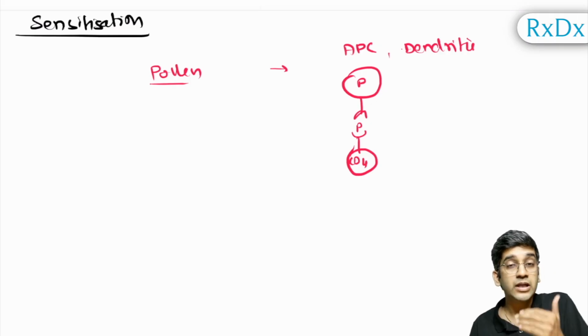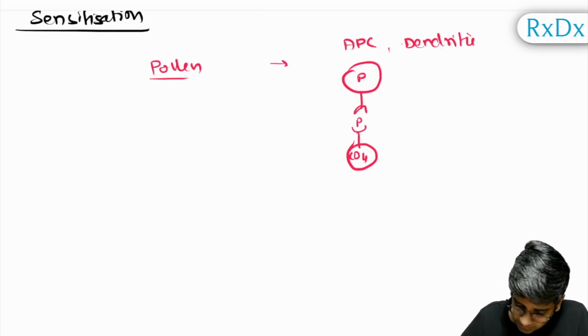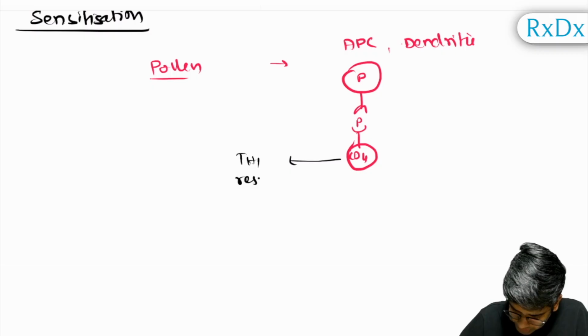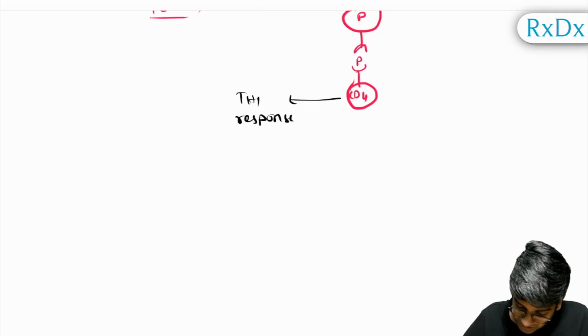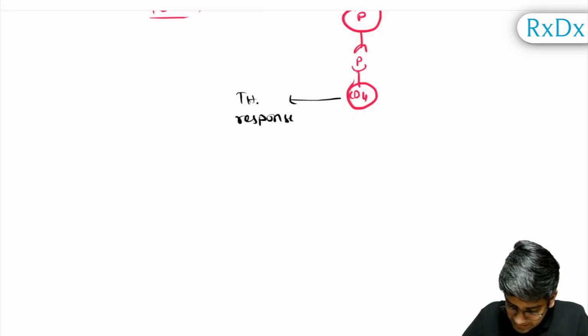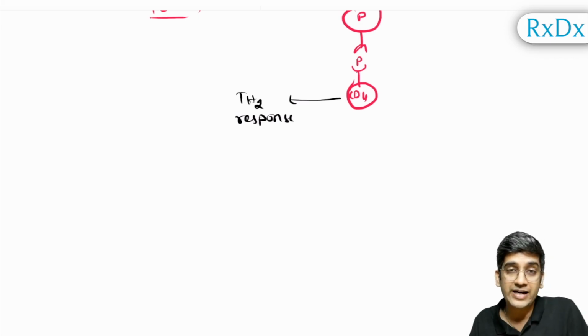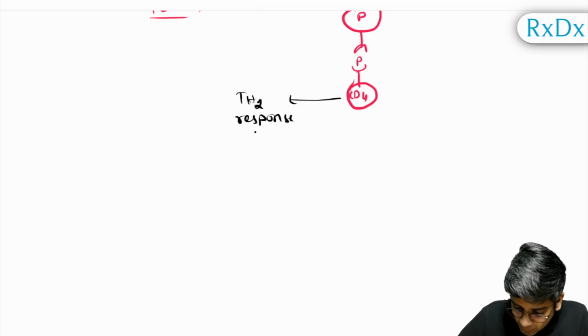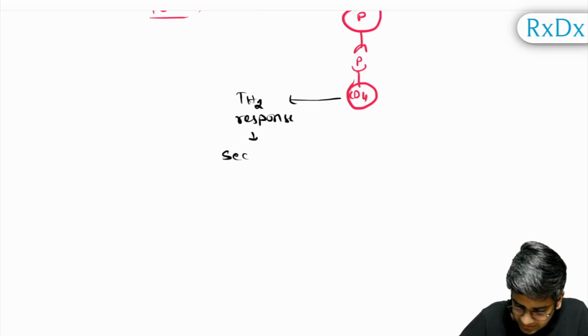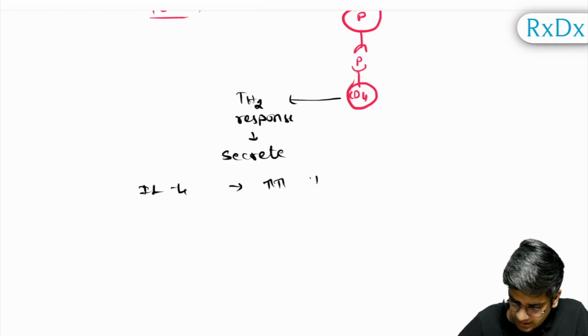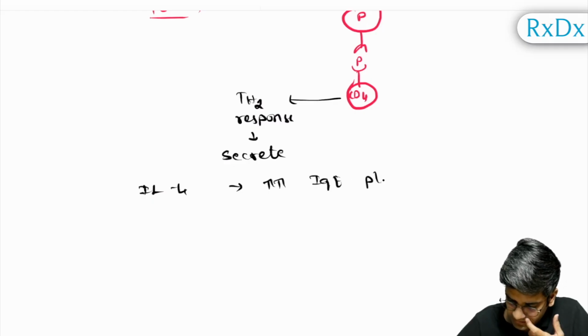The CD4 T cell, the moment it recognizes the pollen, is going to go into a Th2 response. Th1 response is for granuloma formation. This is the Th2 response for the allergy-mediated problem. So this Th2 response will make the Th2 subtype of activated T cells. They will secrete a few important interleukins. They secrete interleukin 4. This is going to increase the IgE production by the plasma cells.